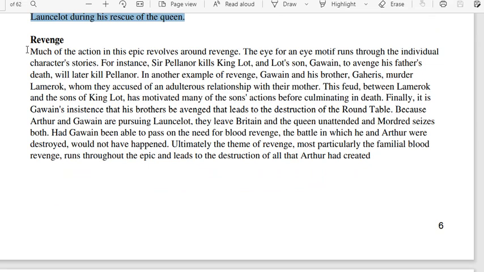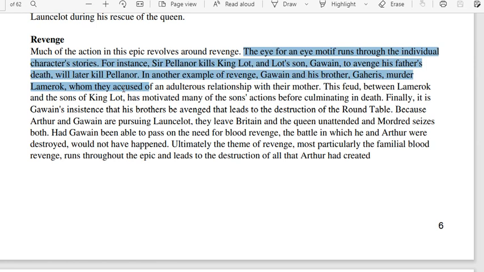Revenge, another major theme in the epic. Much of the action in this epic revolves around revenge. The eye for an eye motif runs through the individual characters' stories. For instance, Pellinore kills King Lot, and Lot's son Gawain, to avenge his father's death, will later kill Pellinore.